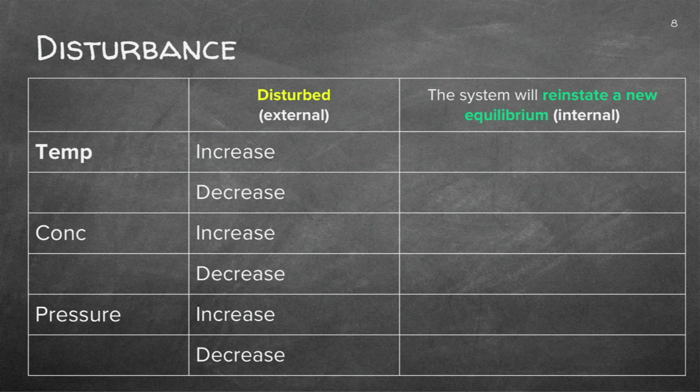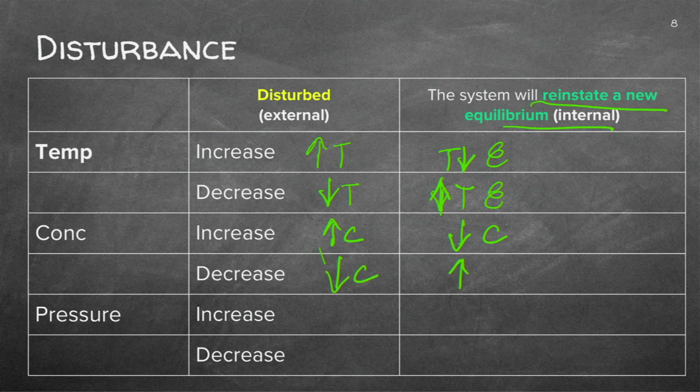Now let's have a look. The disturbance is an increase in temperature, as we said just now. The reinstatement is a decrease in temperature or energy. Remember, the system won't lower the energy. It will use the energy or it will make energy. If I increase the concentration, the system will try and decrease. If I decrease concentration, it will increase concentration. If I increase pressure, it will lower the pressure.